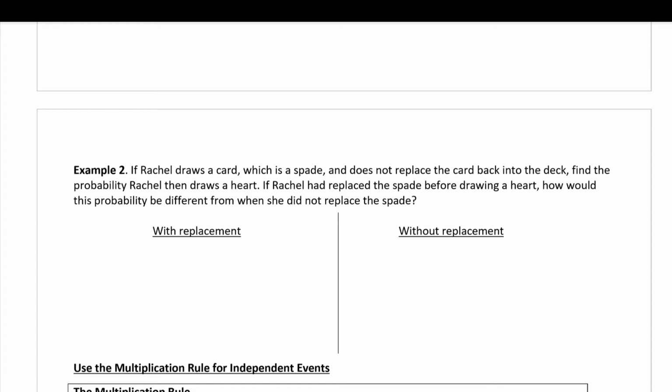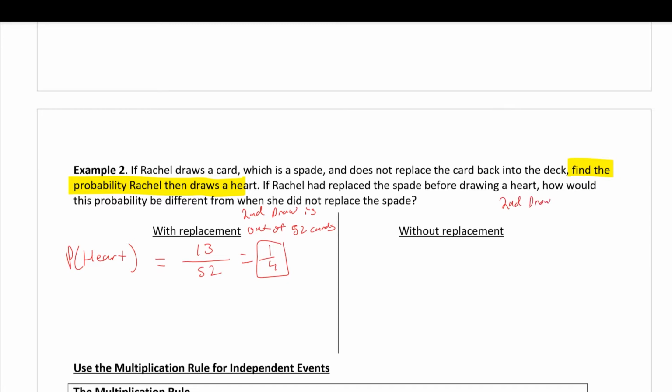Okay, so the question here is find the probability that Rachel draws a heart. Okay, so probability of a heart. Okay, and this is, well, with replacement, so second draw is out of 52 cards. Okay, and we know there's 52 in the deck, so how many hearts are there? Well, that's an entire suit, which every suit has 13 cards. All right, so this is a 1 in 4 chance of occurring. Okay, now without replacement, that just means that that second draw is out of 51 cards.